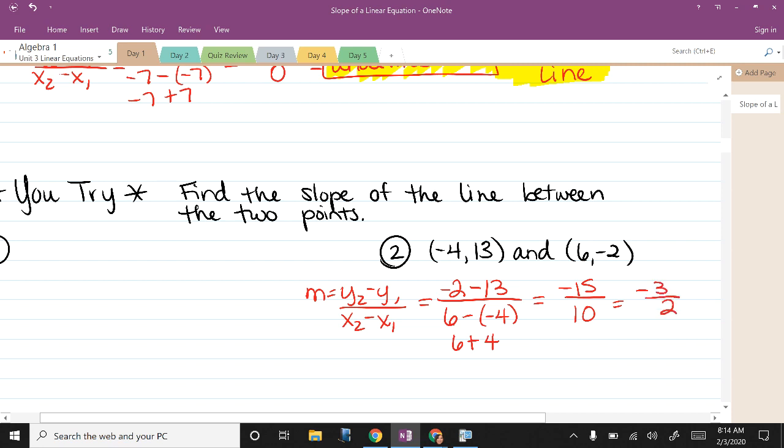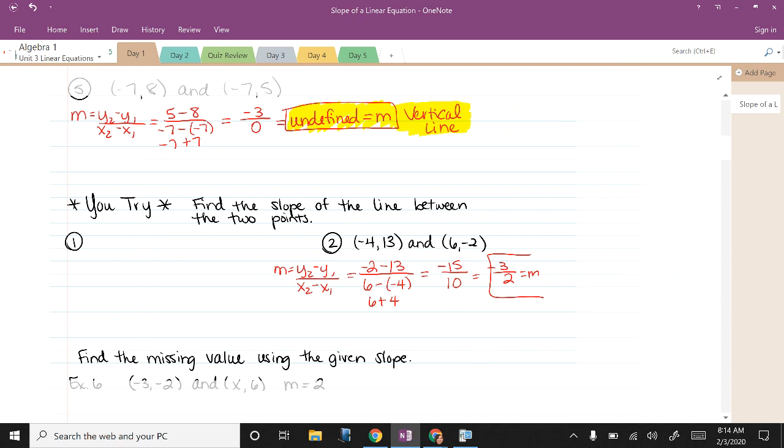-3 over 2. Raise your hand if you got -3 over 2 for your slope. Even with help, if you got it, we're good. Okay. Any questions? So y'all, that was straight up finding slope.